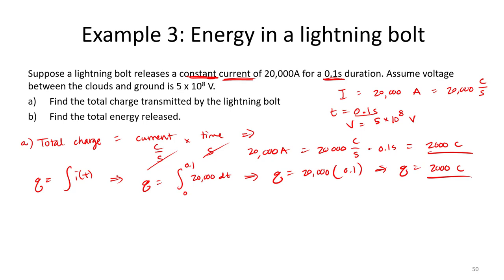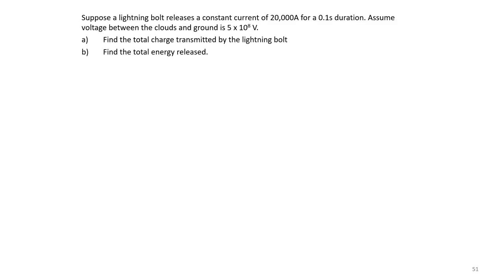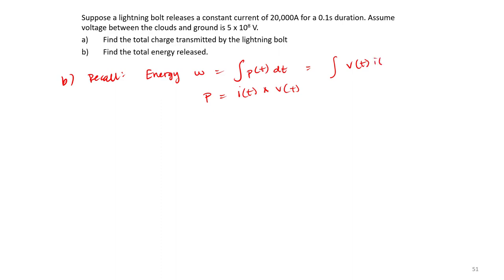So now let's think about part B. Find the total energy released. Think about how you might solve that, and then we'll go ahead and discuss. Okay, so let's remind ourselves. Remember energy W, that is just the time integral of power. And remember, power is equal to current times voltage. So we can also write that energy is the integral of V of t times I of t.